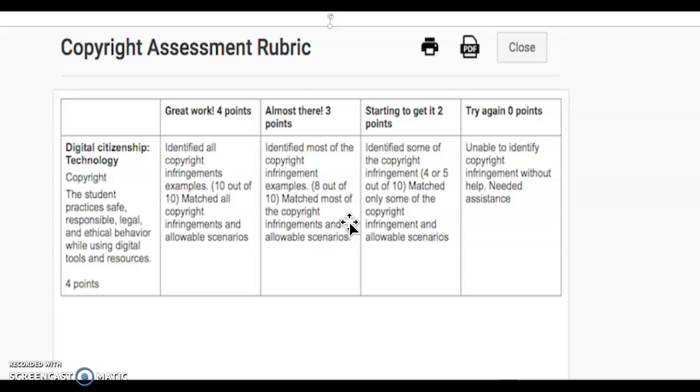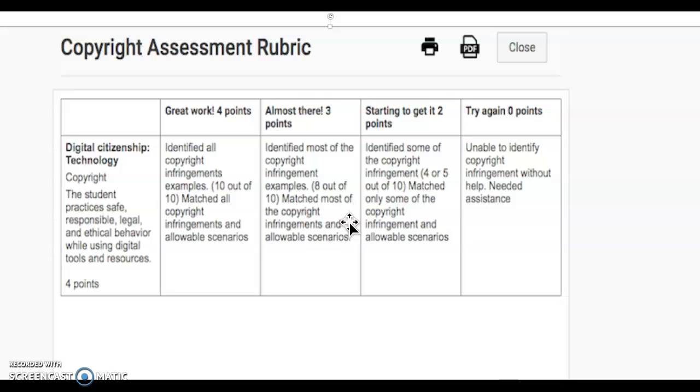If they identified most of the copyright infringement examples, which is 8 out of 10, then they're almost there. They would gain 3 points. I like the way that this gave titles to each one, because it really gives them the opportunity to feel good about what they're doing. If they're not getting it, it's try again. Starting to get it, there is potential there that they're understanding some of it, or most or all of it.